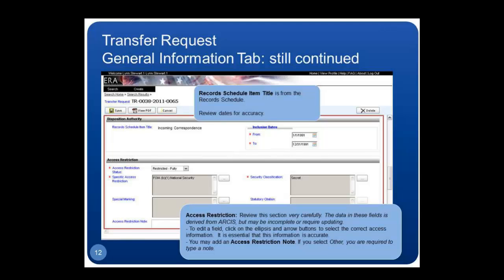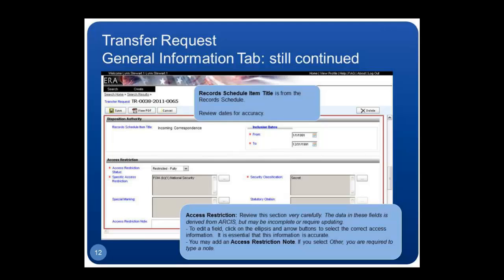Now, we're beginning to get to some real nitty-gritty here, because we're beginning to get to the access restrictions section of the General Information tab. I'm going to go over this for a few minutes, and then I think that we're going to ask Paulette to read us back the question that we had earlier, a very specific question about how to fill this out for confidential business information.